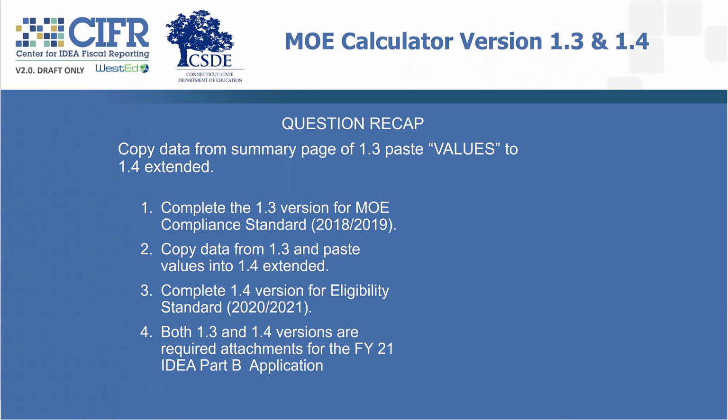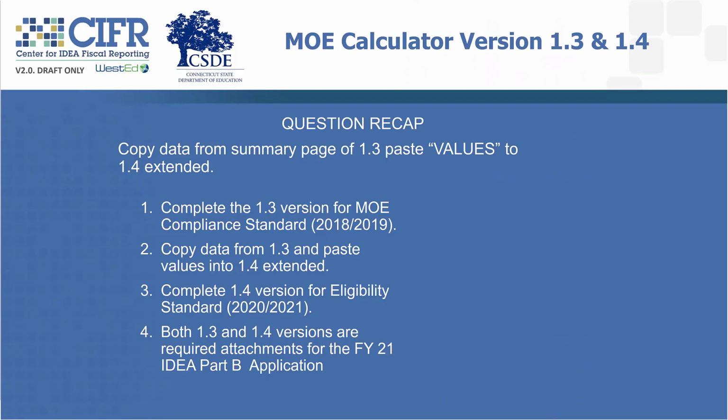So to recap, the 1.3 version for MOE compliance is for the standard of 18-19. You're going to copy data from the 1.3 and paste those values into the 1.4 extended version. Complete your 1.4 extended version for the eligibility standard. You're going to ensure that tab 3 is completed with information from the 1.3 version into the 1.4. Both the 1.3 and 1.4 versions are required attachments for the FY21 IDEA Part B application.